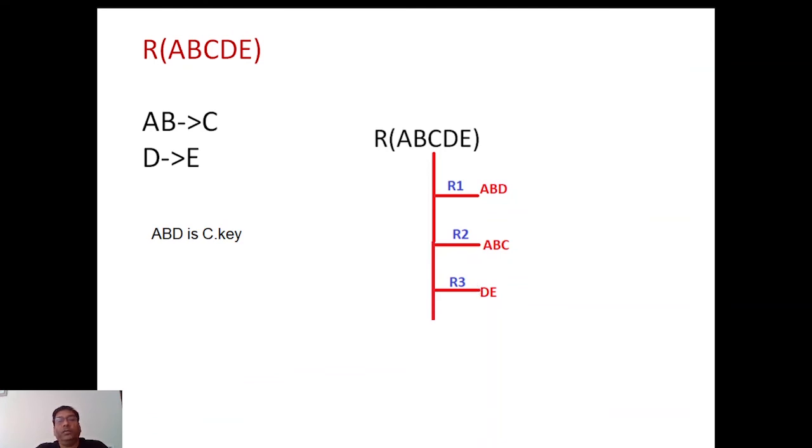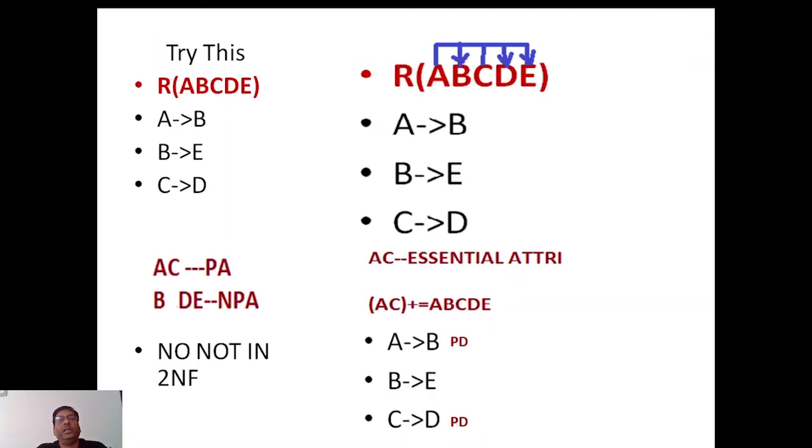So the rule of second normal form says there should not be a partial dependency within our relation. So try this particular example. How can we do this now? A relation ABCDE is there with attributes A, B, C, D, E, and there are functional dependencies A to B, B to E, C to D, and so on.